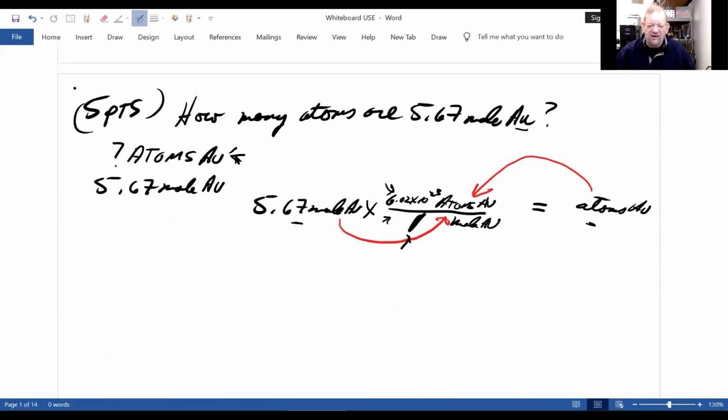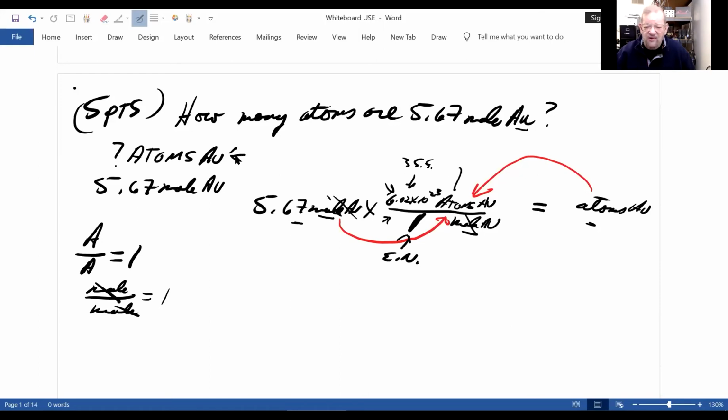Now, this 1 is part of a definition, so that's an exact number. Avogadro's number is 3 significant figures. Now, let's look at something important. 8 divided by 8 equals the number 1. Anything divided by itself equals 1, is gone, cancels out. So notice I have moles divided by moles. So if I have moles of anything divided by moles of anything, that cancels out because it comes to the number 1. So that means this is gone, and my units left are atoms of gold.